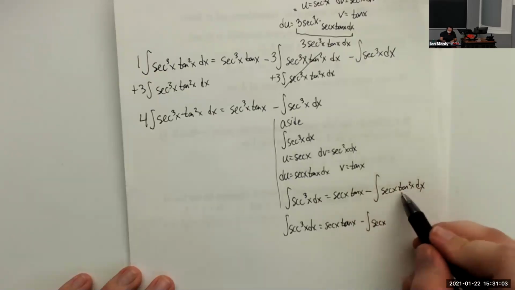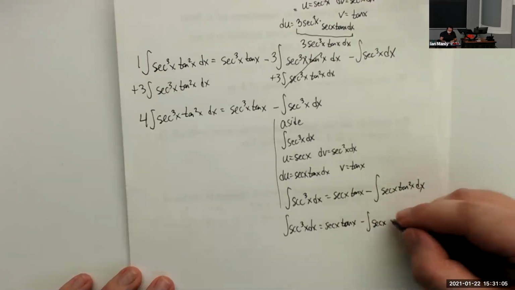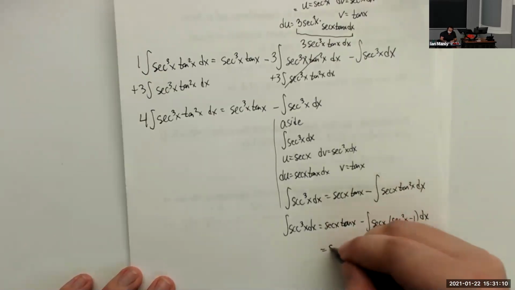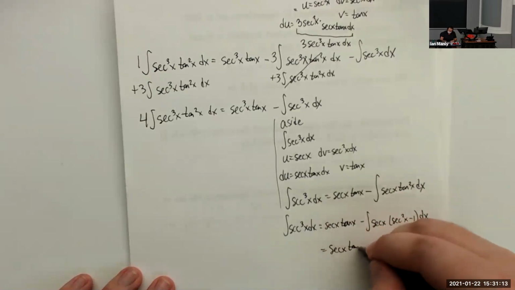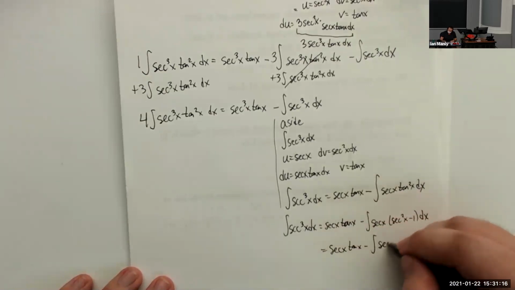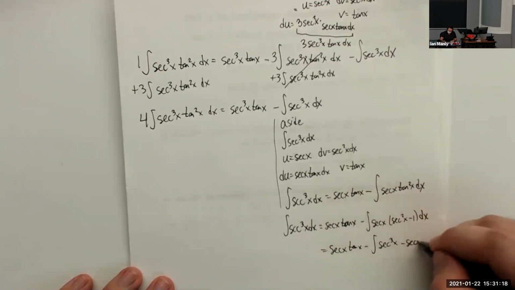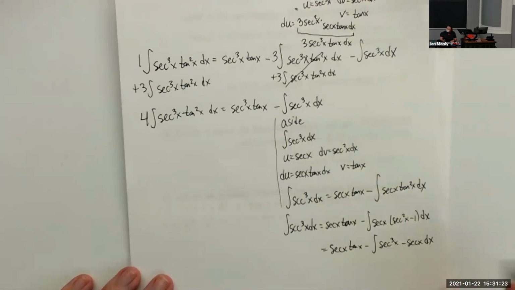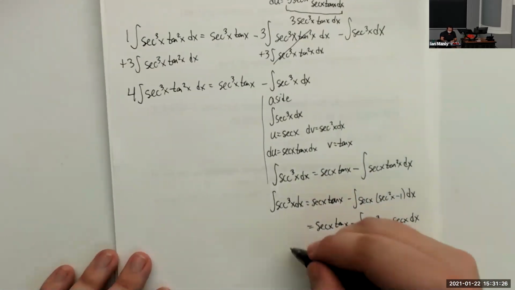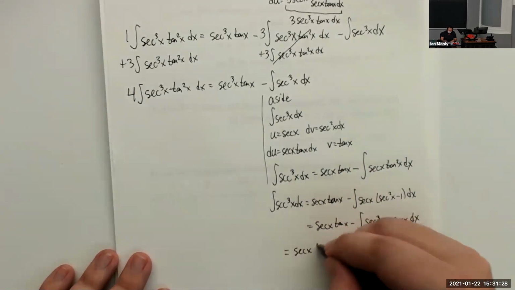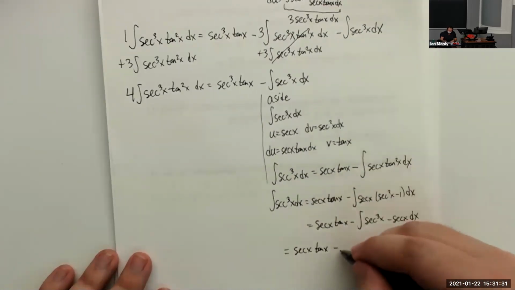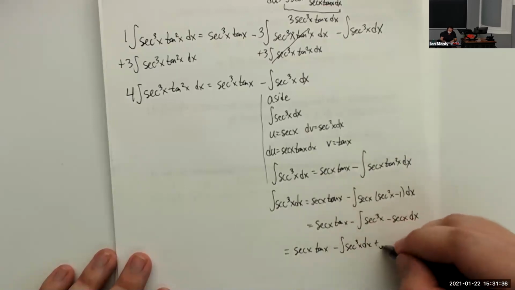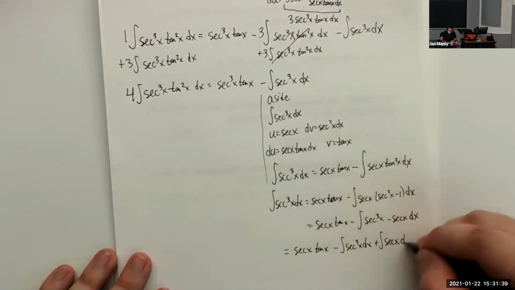Okay, so let's see here. I was going to turn this into secants. Tangent squared is secant squared minus 1. And then I'm going to distribute the negative here and split up the integrals. So I have minus secant cubed of x, and then minus and minus will make plus secant of x.